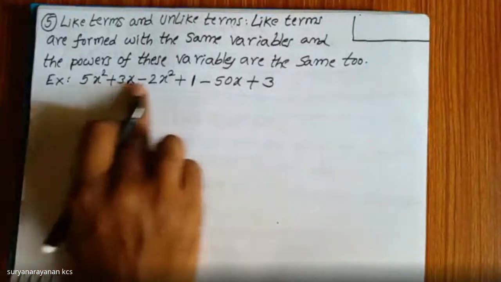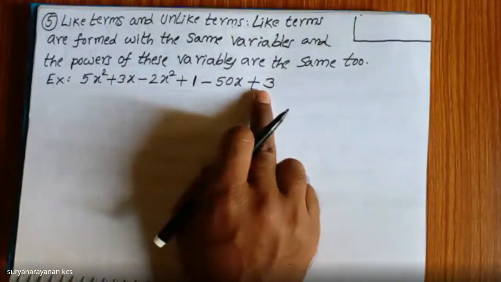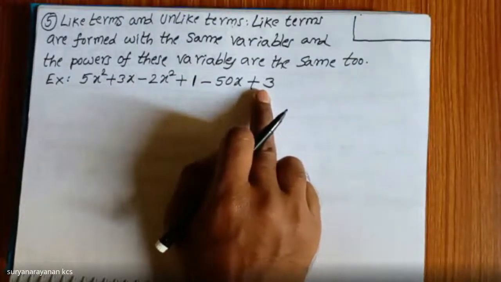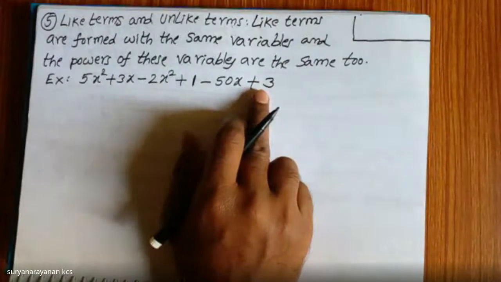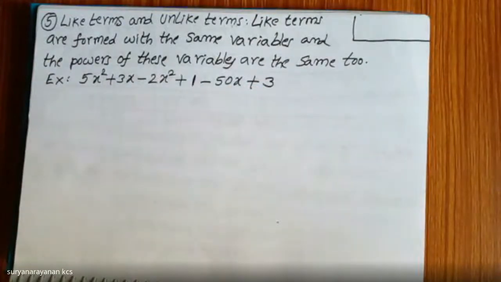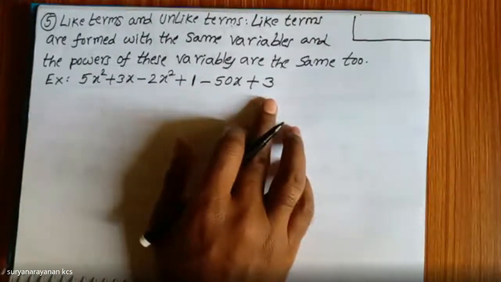if you observe this algebraic expression, how many terms are there? Can you tell me? Count the number of terms in this algebraic expression, my dear children. How many terms are there? Total 6 terms are there.